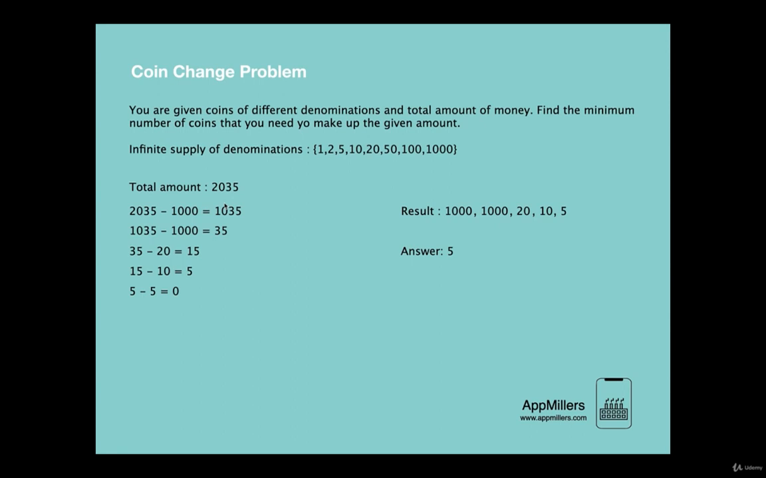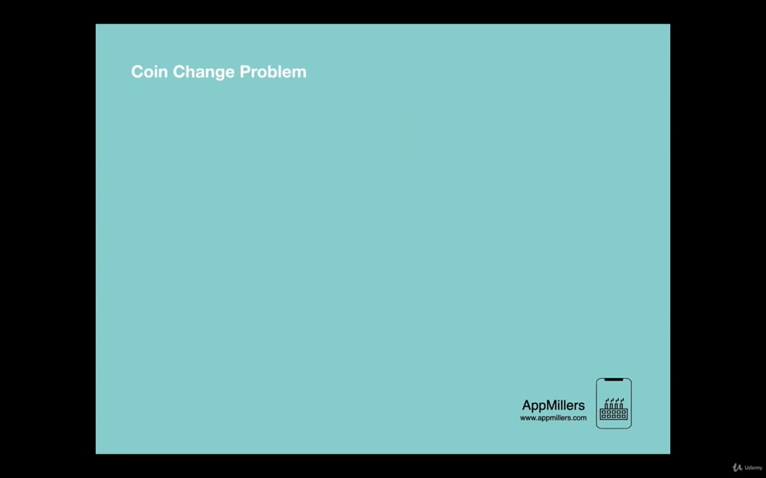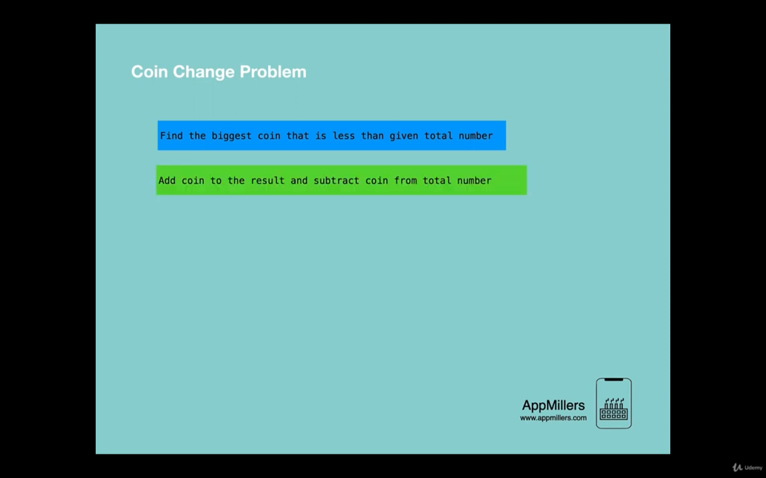Now based on this logic, let's see what the algorithm for the coin change problem looks like. The first step is we need to find the largest coin that is less than or equal to the given total number. After finding it, we add the coin to the result and subtract that coin from the total number. Then if the total number becomes 0, we print the result. Otherwise we repeat these two steps until the total number reaches 0. So this is how our algorithm looks for the coin change problem. Now based on this logic, let's create a method for the coin change problem in practice using Java.